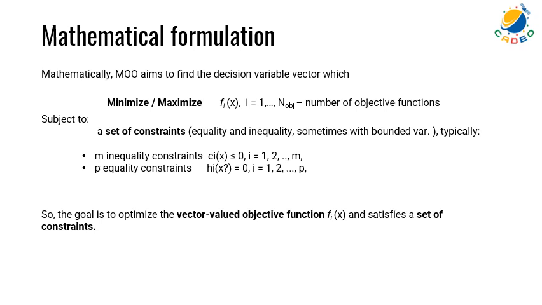So multi-objective optimization helps us to find the best values for our decision variables that make our objectives as good as possible while still following the rules or constraints we set. So this is like the general definition of the workflow, and it's formulated in mathematical equations. To summarize, multi-objective optimization can be formulated mathematically as a framework to optimize the vector-valued objective function f(x) and satisfies a set of constraints.